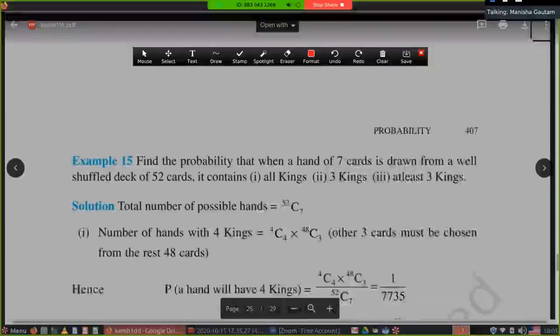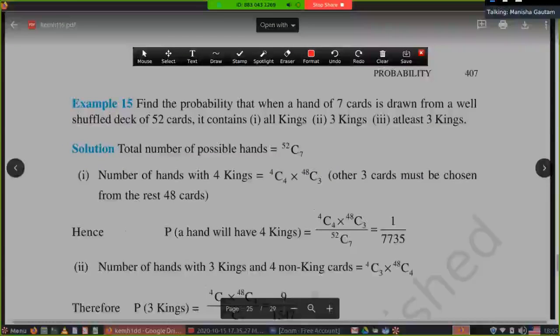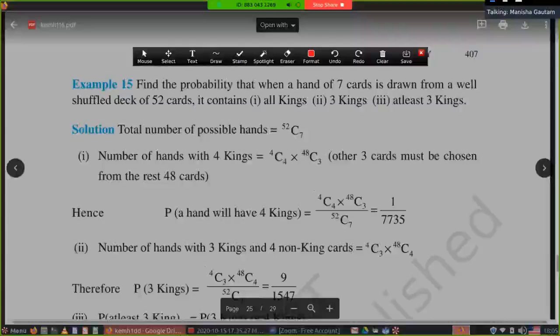Now example number 15. Find the probability that when a hand of 7 cards is drawn from a well-shuffled deck of 52 cards, it contains all kings. It means 7 cards are required, and out of 7, you have to take all 4 kings. The total possibility will be 52C7. These are the total cases.